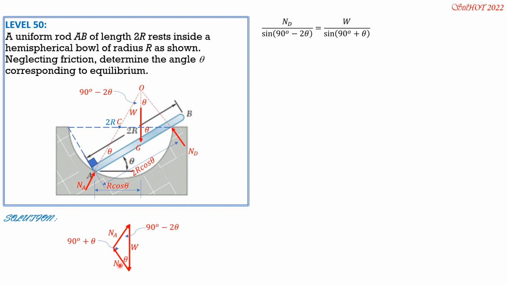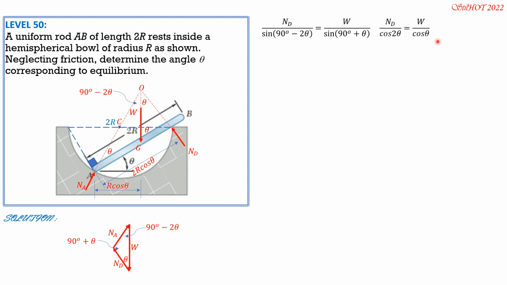ND. So therefore, ND is equal to, because sine of 90 degrees minus 2 theta is cosine 2 theta, and sine of quantity 90 degrees plus theta is cosine theta. So remember, sine 90 cosine theta, sine 90 is 1, so 1 times cosine theta is cosine theta, plus cosine 90, which is 0, times sine theta, so the second term is 0.